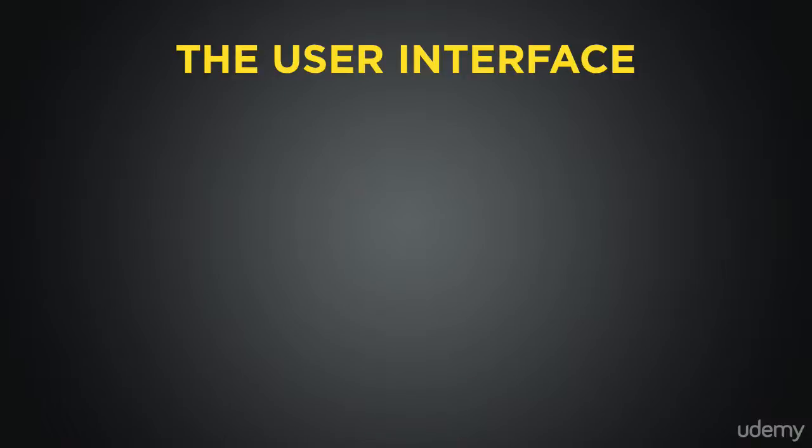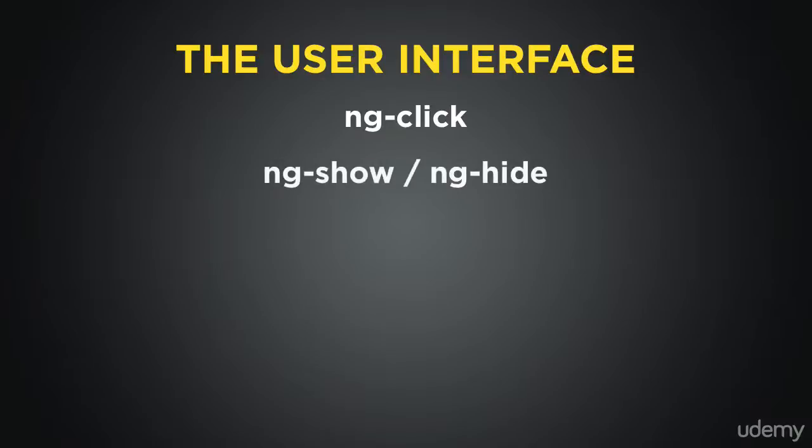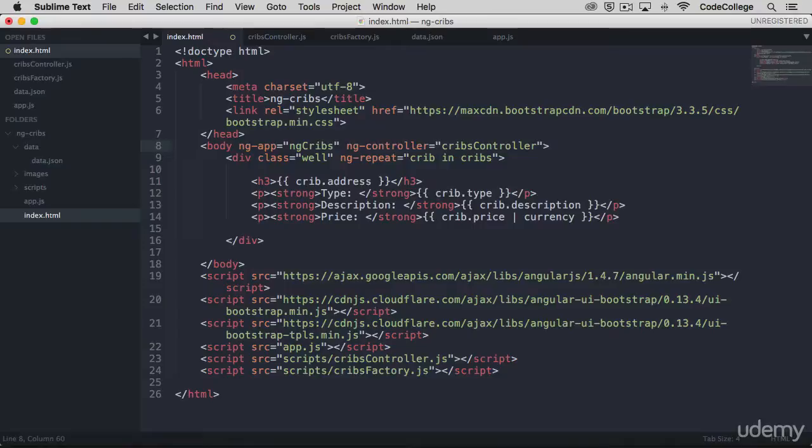We're going to take a look at ng-click, ng-show, and ng-hide, and then also ng-model, which will allow us to do two-way data binding. Before we get started with that though, we should probably take a look at how each of these directives works in principle. So as the first example, why don't we take a look at how we can use ng-click.